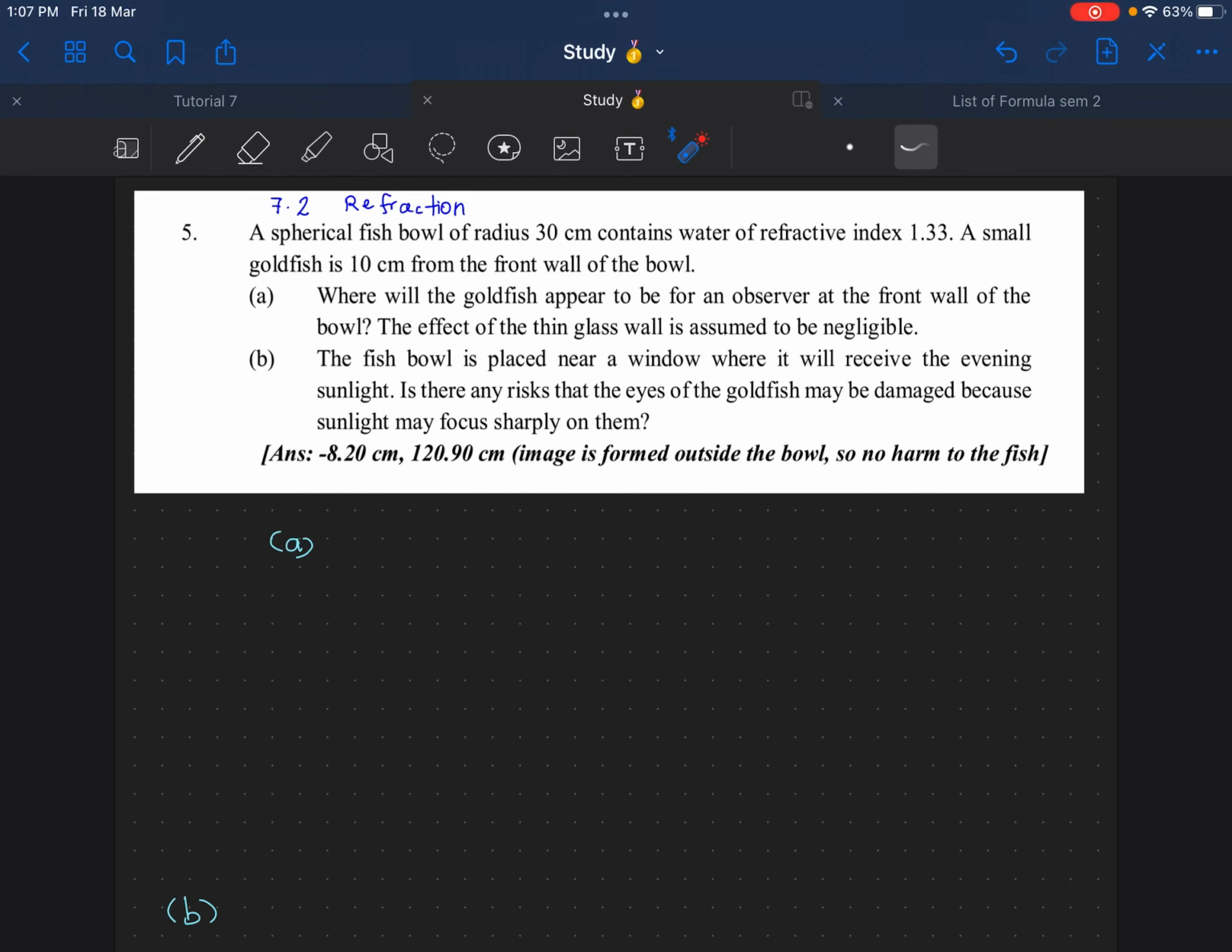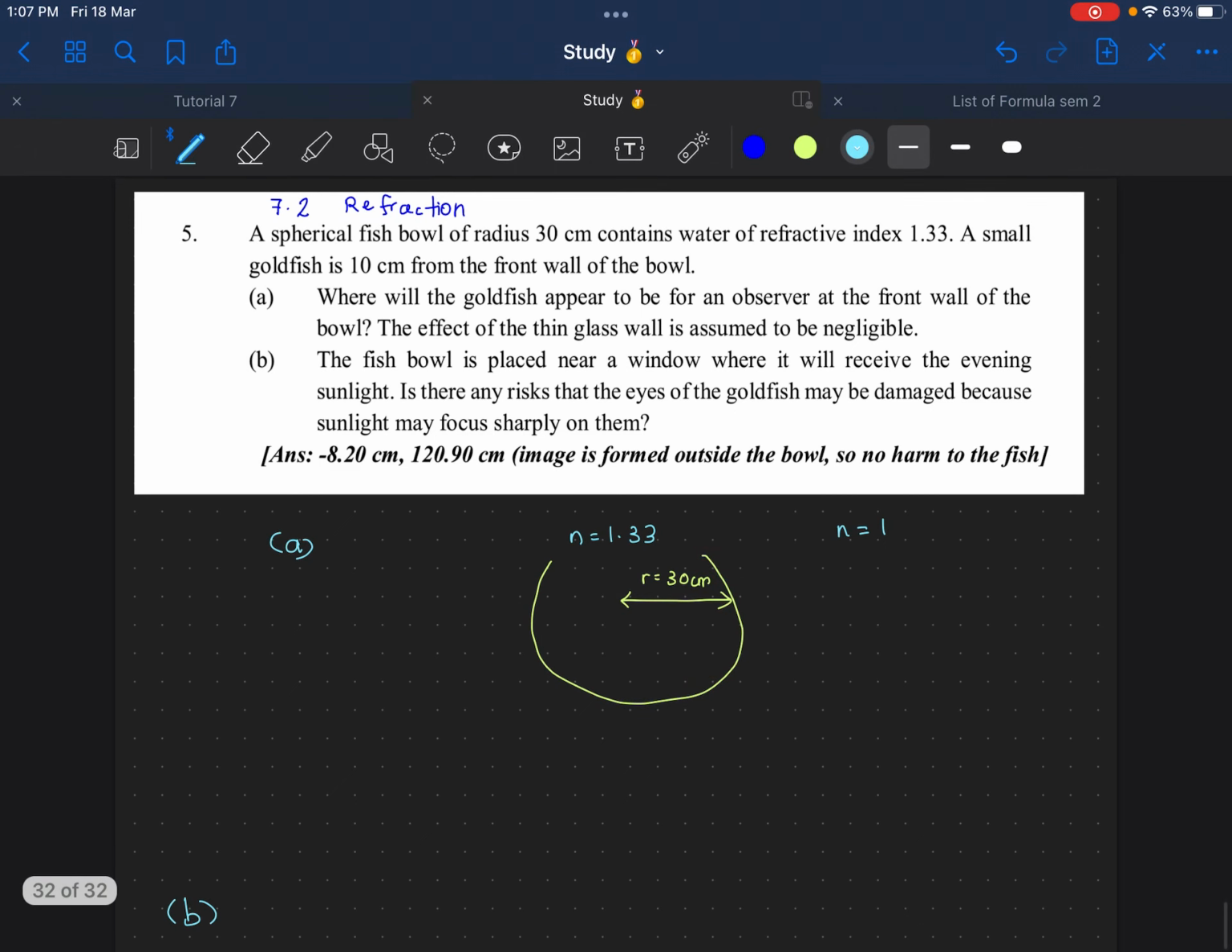Okay, kita baca soalan ni. Okay, so a spherical fishbowl of radius 10 cm contains water of refractive index 1.33. So we have a fishbowl di mana the radius of the fishbowl is 30 cm lah. Okay. And then di mana dia ada refractive index of 1.33 lah, glass of the fishbowl, and then kat luar ni air which is 1 lah. Okay, and then dia cakap a small goldfish is 10 cm in front from the front wall of the pool. So cakap lah ni this front. Okay, tak kisahlah mana kan, kamu buat adalah front.